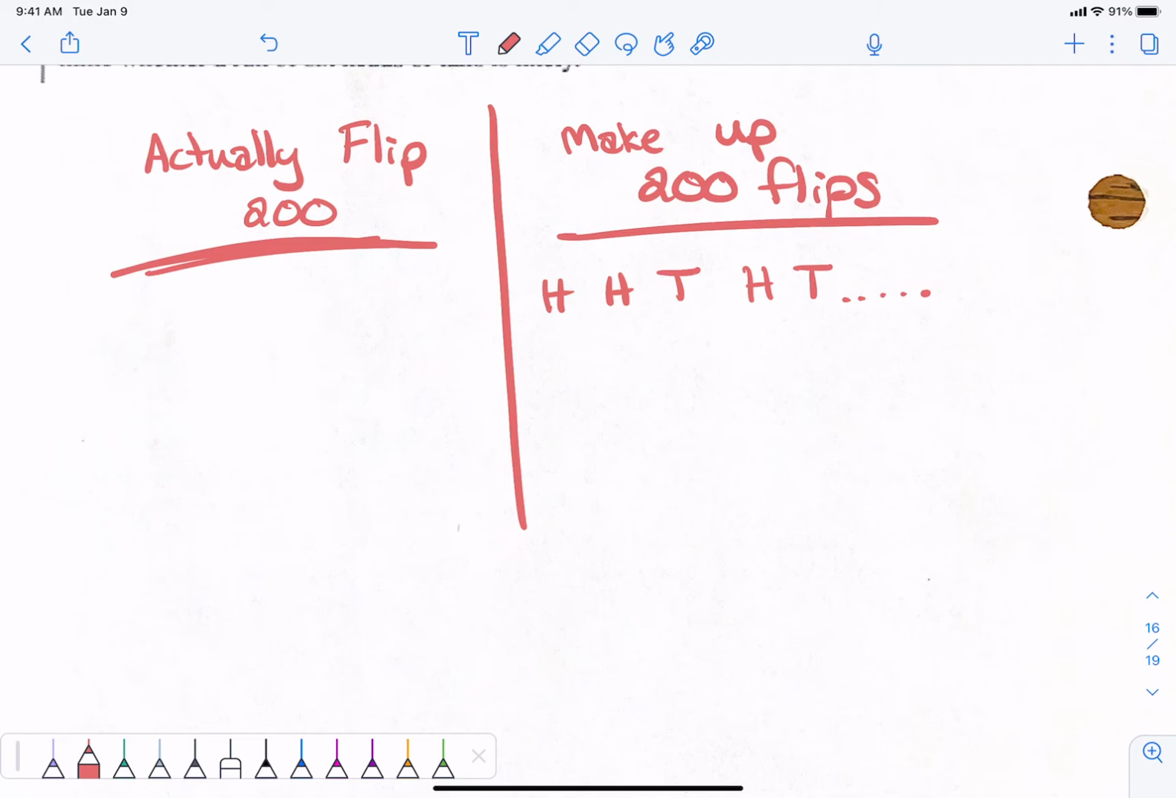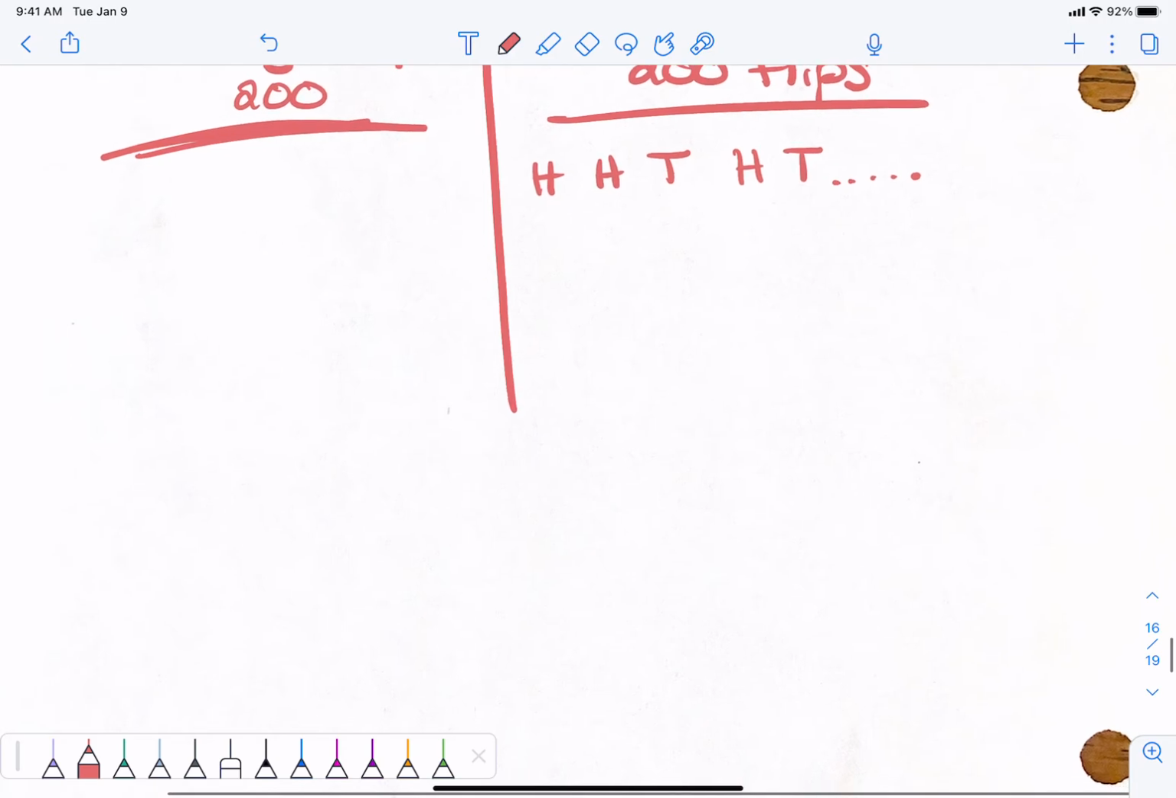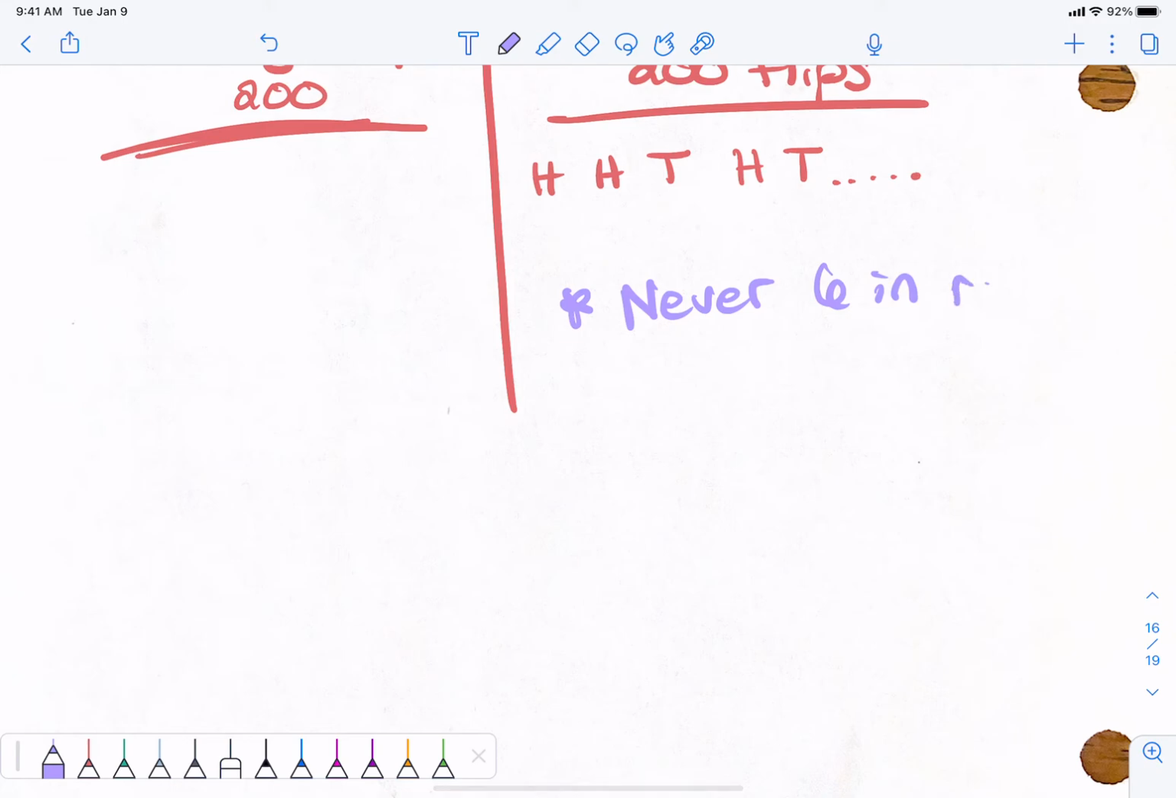And they come back with their result of 200, and the teacher has to guess which category they were in. And he can successfully guess just about everybody. Do you want to know how? When you're making up 200 flips, you usually will never put 6 in a row of the same.